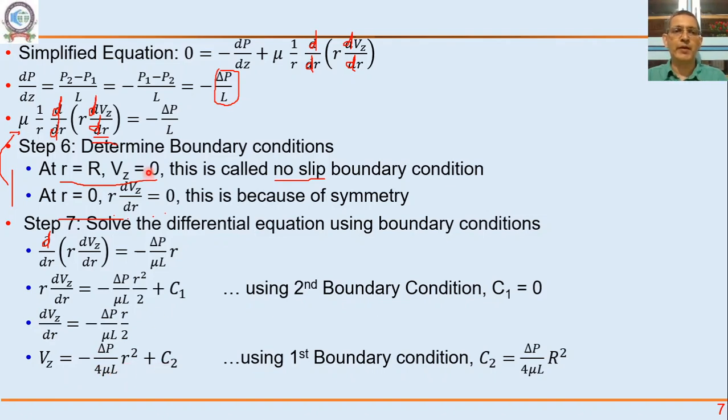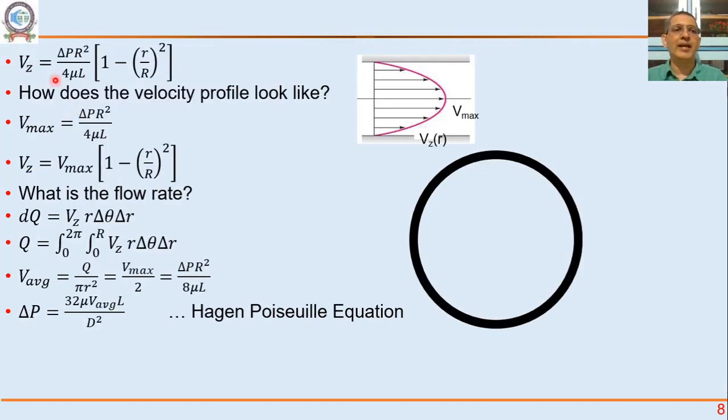If I use the first boundary condition at small r equal to capital R, Vz is 0. So C2 I will get as delta P capital R square divided by 4 mu L. Now I can simplify. I'll get Vz as delta P R square by 4 mu L into 1 minus r square by R square. We had seen this earlier. This is a parabolic velocity profile.